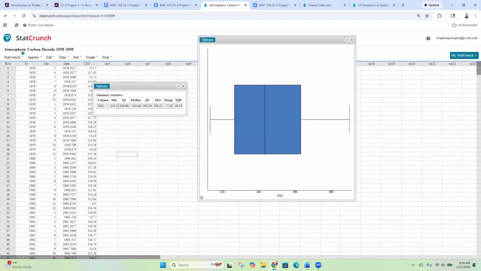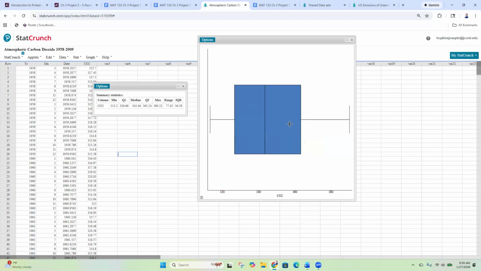Now, the quartile one and quartile three and the median break the data into four pieces. So the first piece is this white piece here, and then you have two blue pieces, and then you have another white piece here, which is the tail. So that's what is happening with the quartiles.